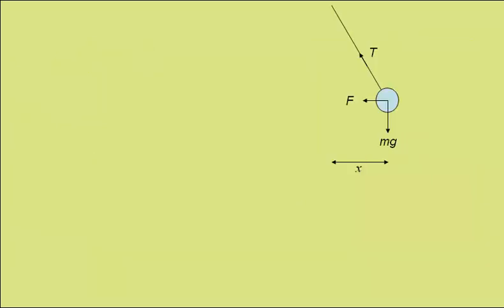We can use a model to discover a lot about simple harmonic motion. Here we have a simple pendulum with the forces, its weight acting down, mg, and the tension in the supporting string T acting in this direction. These produce a force back towards the equilibrium position, F, and at the moment the pendulum has a displacement x from that equilibrium position.